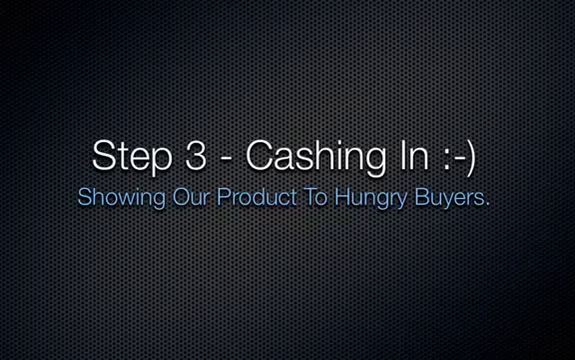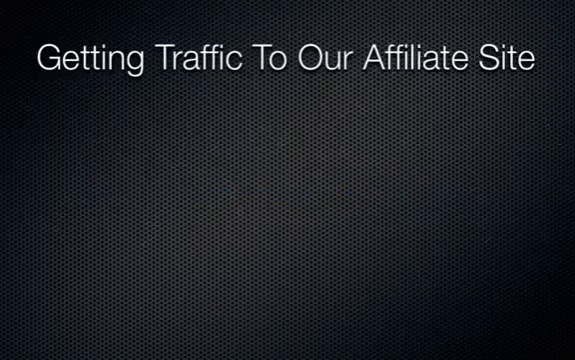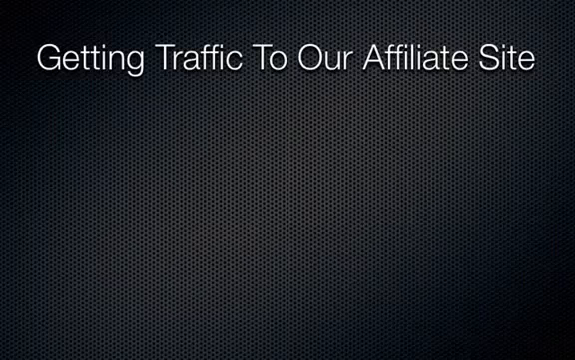Now, to show our product to our hungry buyers, we need to get traffic to our affiliate site. Remember that link that we created as our affiliate link? What we need to do is get a lot of people to click on that link to visit that affiliate offer, which we did not have to create. We just need to refer as many people as we can to that affiliate link of ours. And when people go there and buy, we make commissions.